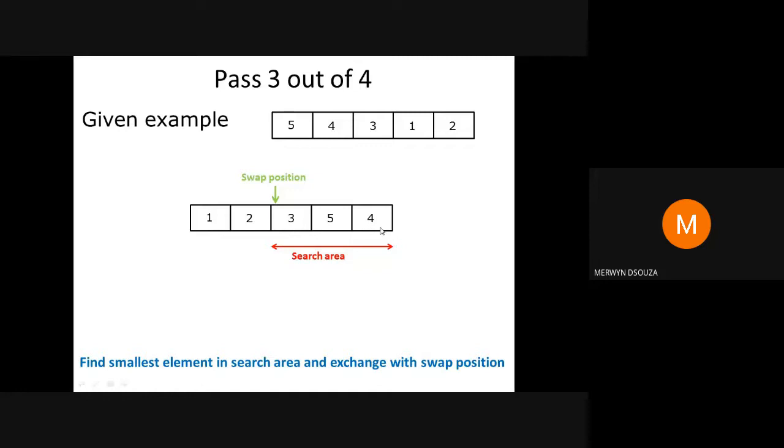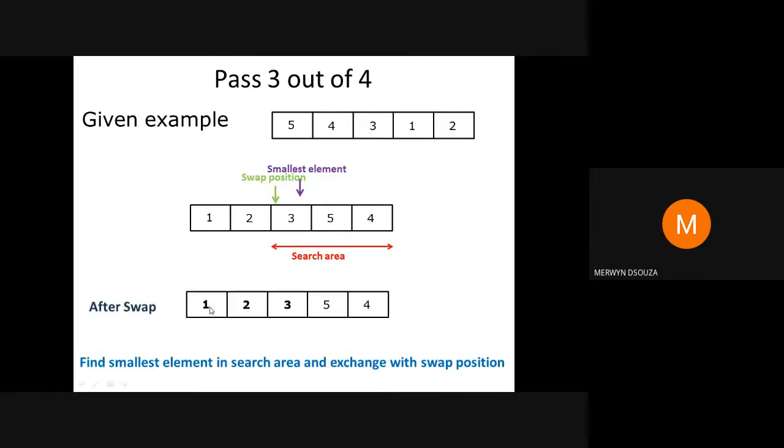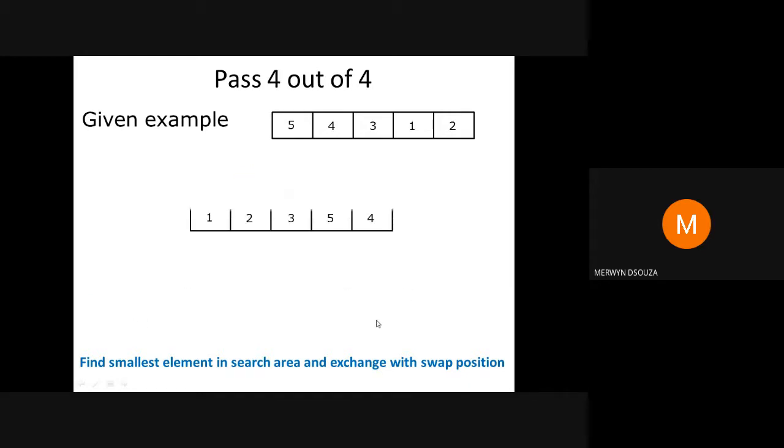Find the smallest value within the search area. Again, the smallest value is also 3. So if you are told to swap, obviously nothing will change. You are going to swap 3 with 3, so nothing will change, and we get 1, 2, 3, 5 and 4. This process will continue now. Take the output of this iteration as the input for the next iteration.